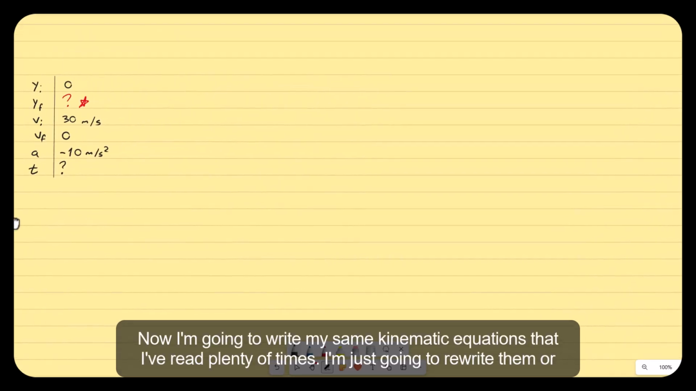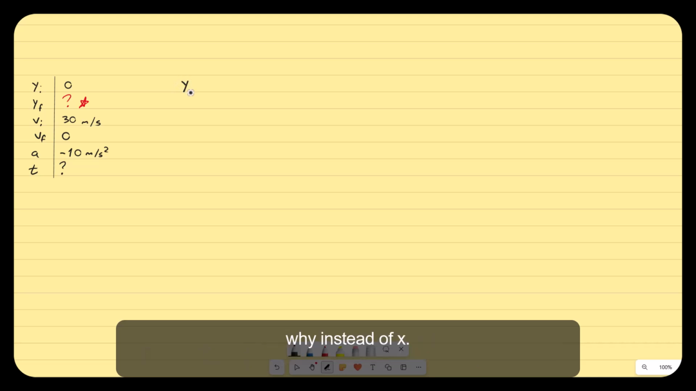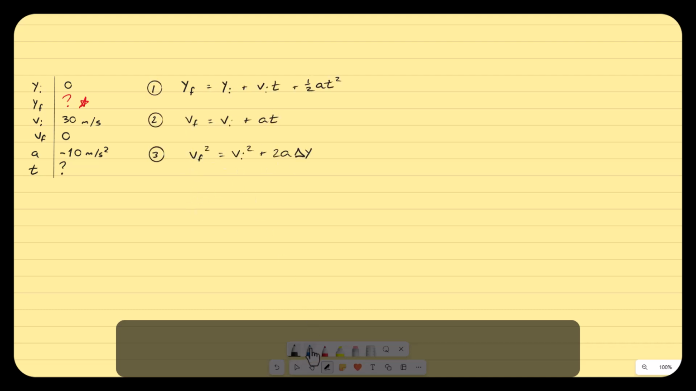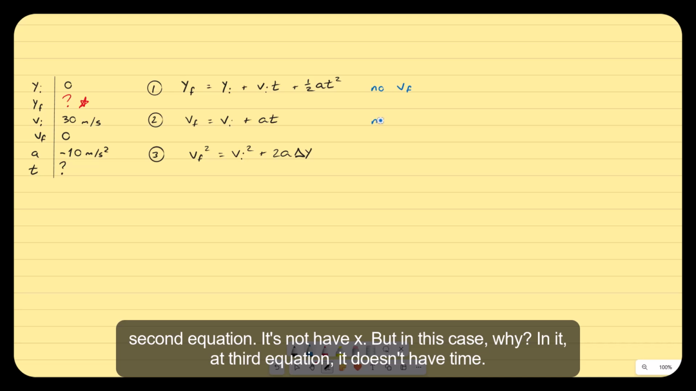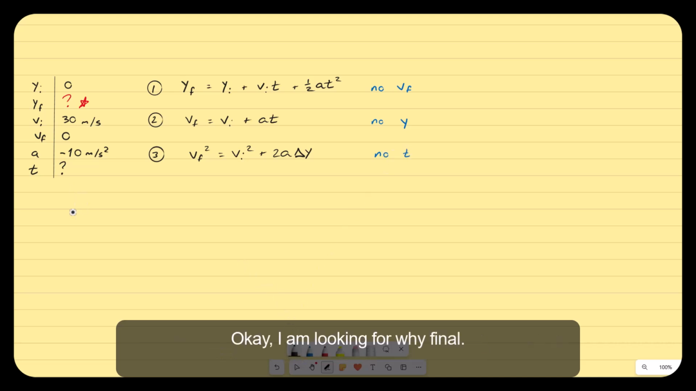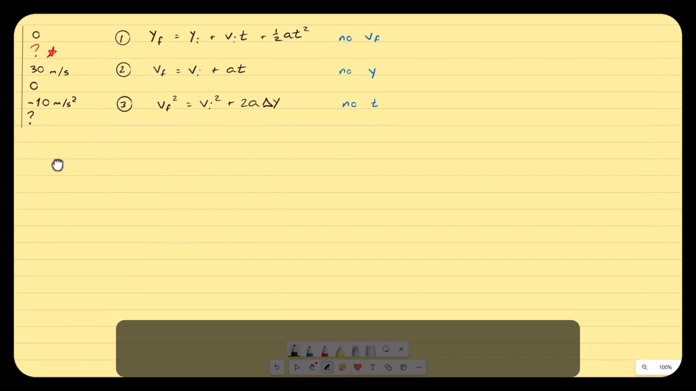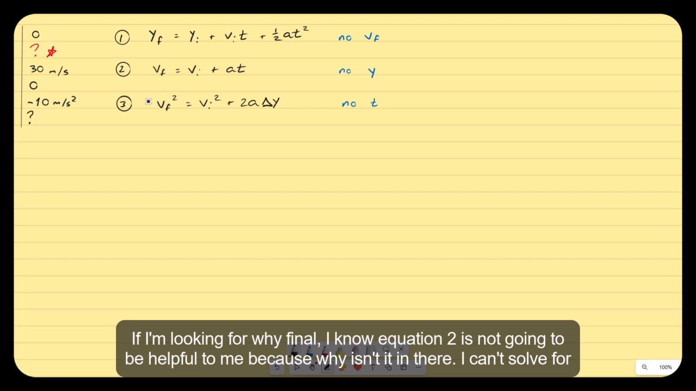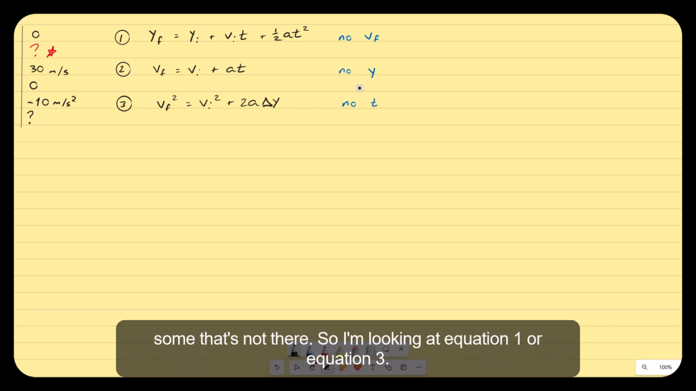Now I'm going to write my same kinematic equations that I've written plenty of times. I'm just going to rewrite them for y instead of x. The first equation, if you remember, does not have v final in it. The second equation does not have x, but in this case y, in it. And the third equation doesn't have time in it. Okay, I am looking for y final. If I'm looking for y final, I know equation 2 is not going to be helpful to me because y isn't in there. I can't solve for something that's not there. So I'm looking at equation 1 or equation 3.